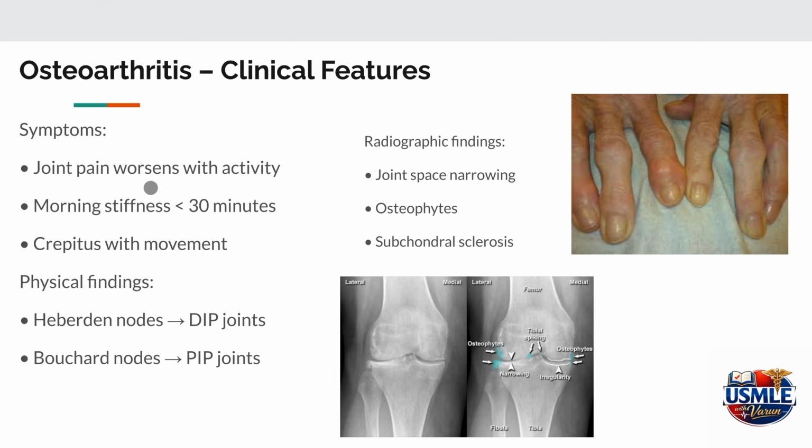Patients with osteoarthritis usually present with joint pain that worsens with activity and improves with rest. Morning stiffness is usually short, typically less than 30 minutes. Another common symptom is crepitus, which is a cracking or grinding sound during joint movement. On physical examination, patients may develop Heberden nodes, which occur at the distal interphalangeal joints. They may also develop Bouchard nodes, which occur at the proximal interphalangeal joints. Radiographic imaging often shows joint space narrowing, osteophytes, and subchondral sclerosis.